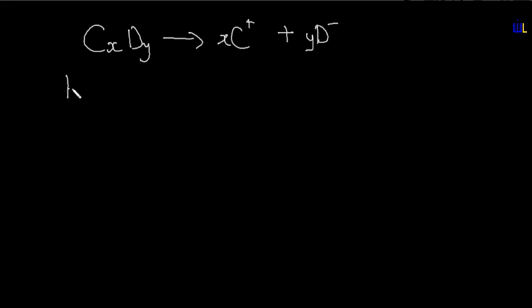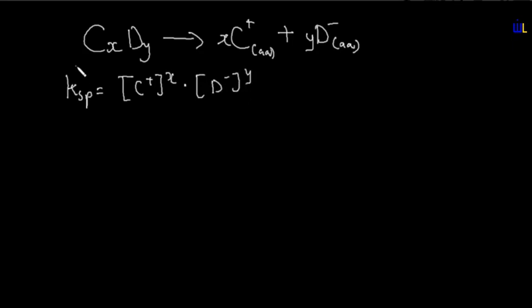Whenever I say solubility product, it is the same thing as the equilibrium constant for a dissolution process. And the equilibrium constant for this dissolution process is going to be the concentration of C positive raised to the power x times the concentration of D negative raised to the power y. When we do equilibrium constant, you understand? So this is the first formula.